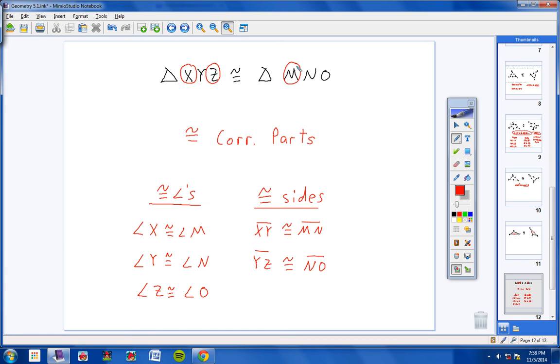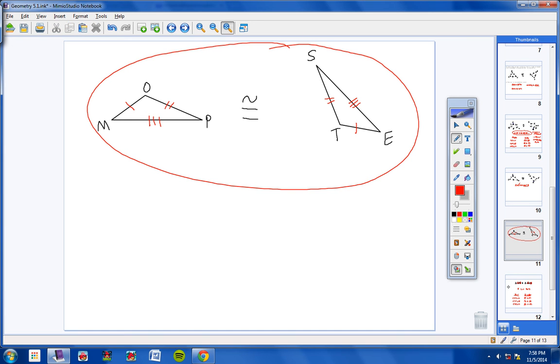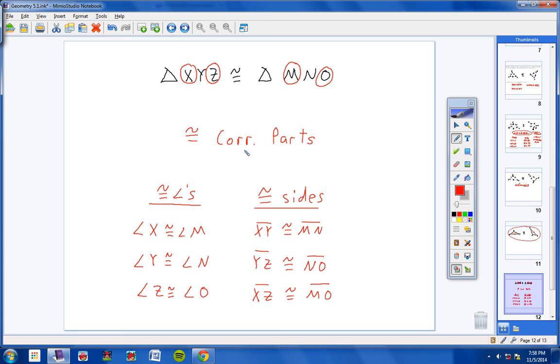So what's your first letter and your last letter? MO. So I know that side XZ or ZX is congruent to side MO or OM. And there we go. Without having any triangles like this, okay, without having any triangles, I can list out the congruent corresponding parts.